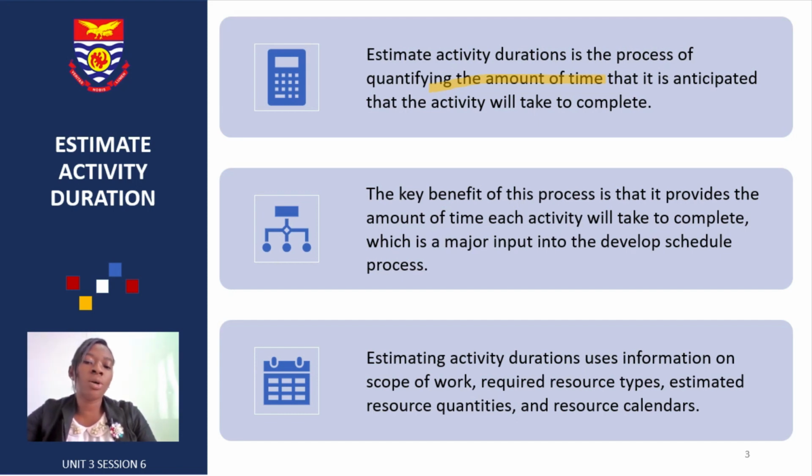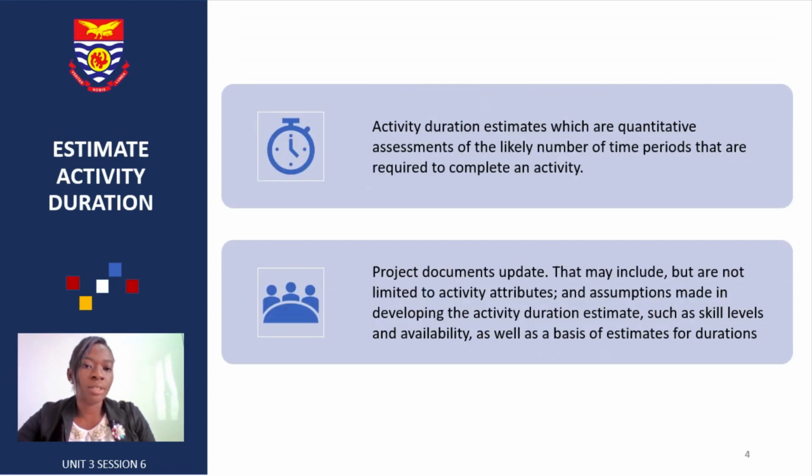Estimating your activity durations needs information regarding the scope of the work, the required resource types, the estimated resource quantities, and your resource calendars. These are critical things that would have to go in there if you want to be able to estimate your activity durations. Activity duration estimates are quantifiable assessments of the likely number of time periods required to complete an activity, and such documents would have to be updated.